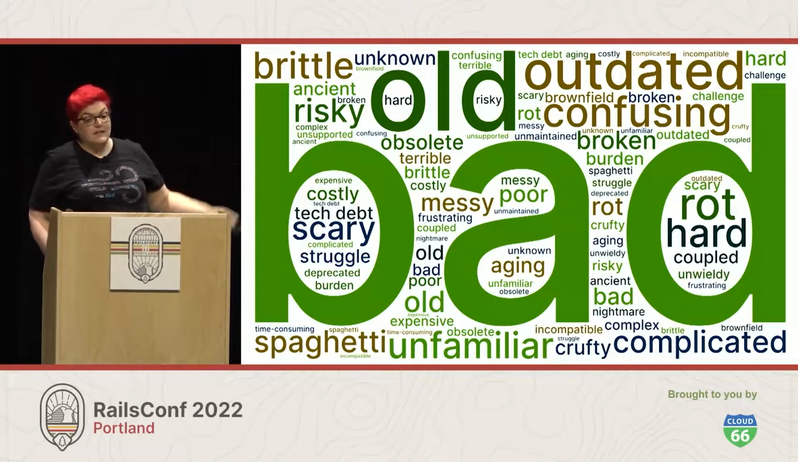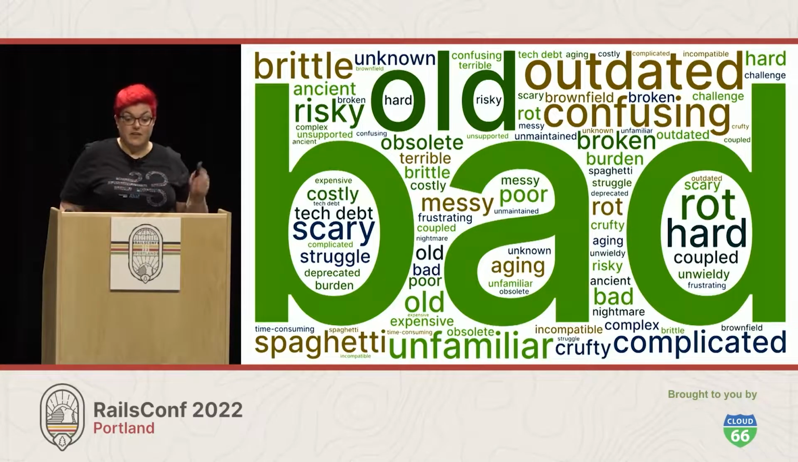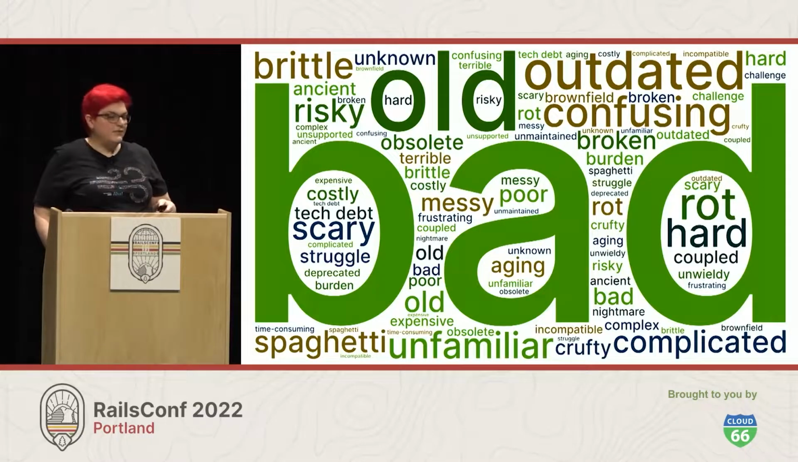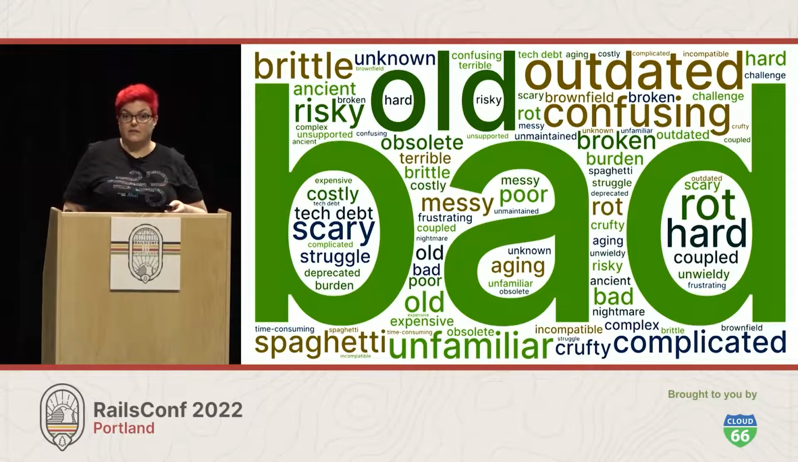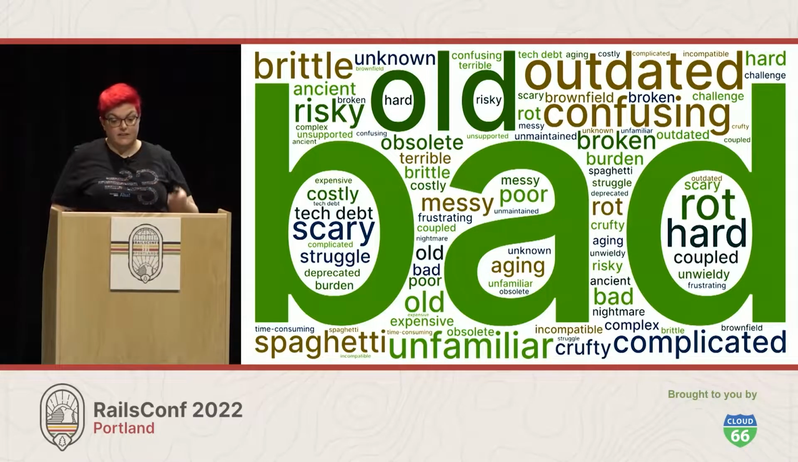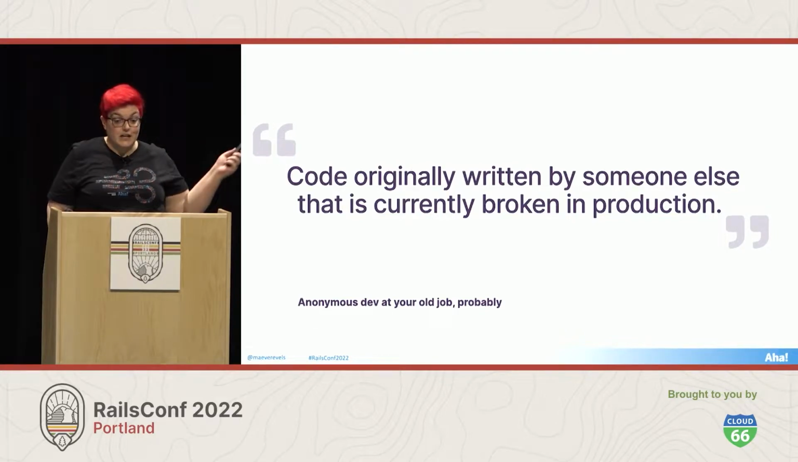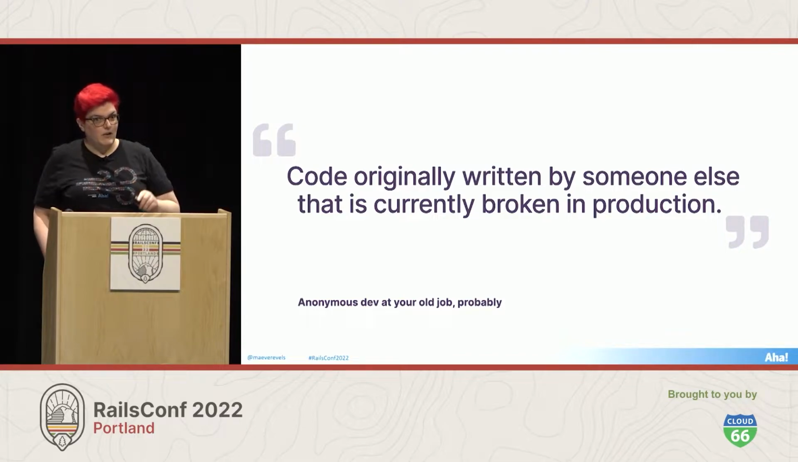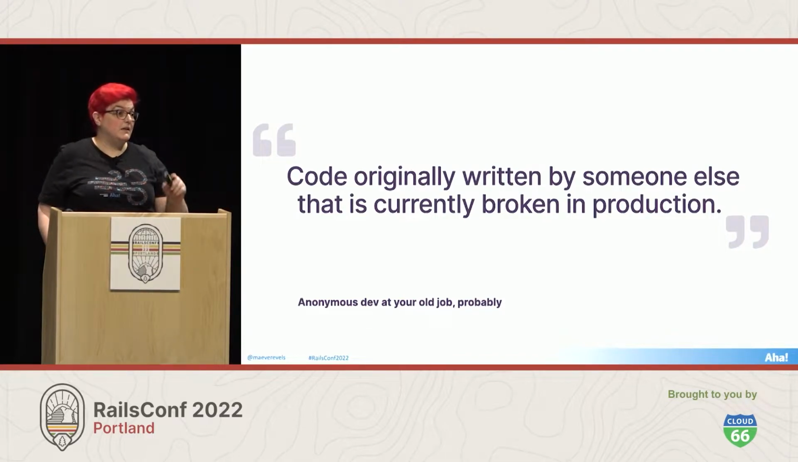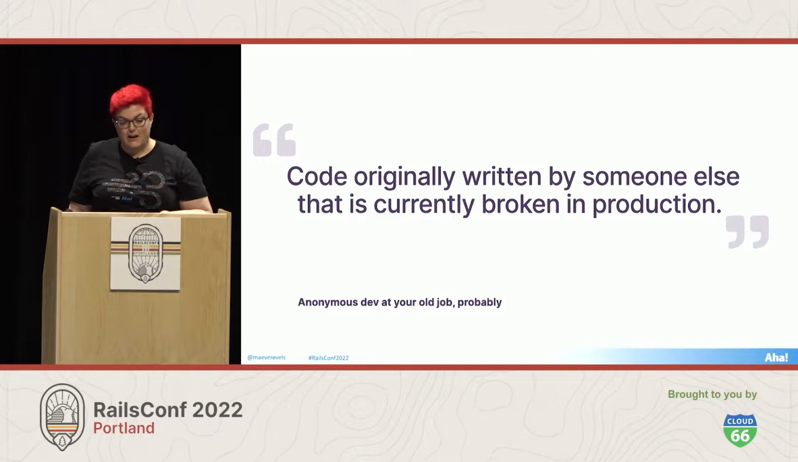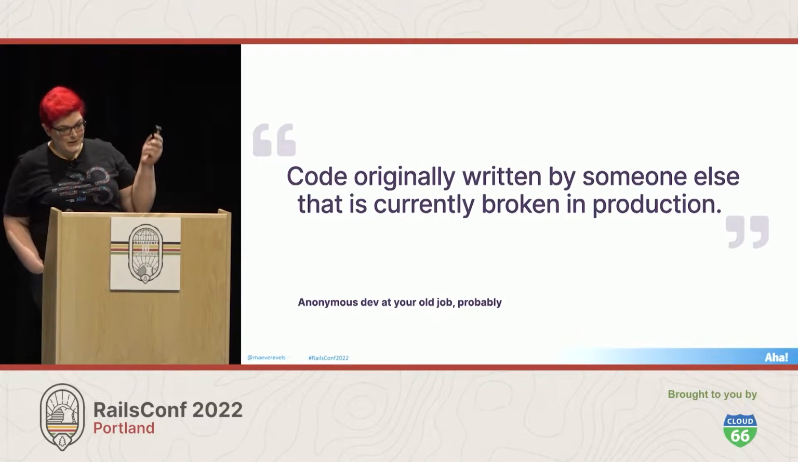So these are some of the words that developers use when we talk to each other about legacy code. It's old and outdated, confusing and complicated, brittle and broken, and just plain bad. I created this slide from the text of blog posts that talked about legacy code. I also asked people for their own definitions, and my favorite was code originally written by someone else that's currently broken in production. And this is fair. A lot of us encounter legacy code the first time this way. And if you work somewhere long enough, one day that someone else is going to be you. And you're going to feel terrible about the fact that you don't want to get involved. So let's talk about how I overcome that impulse.